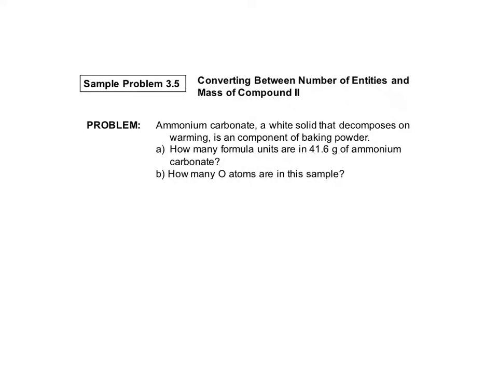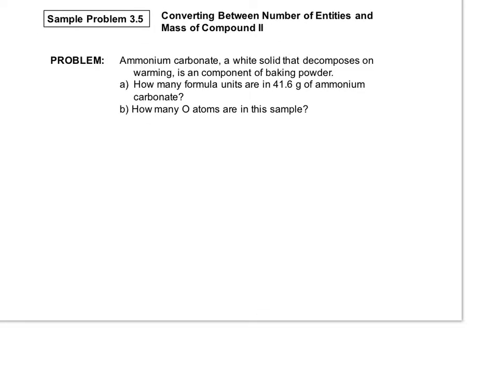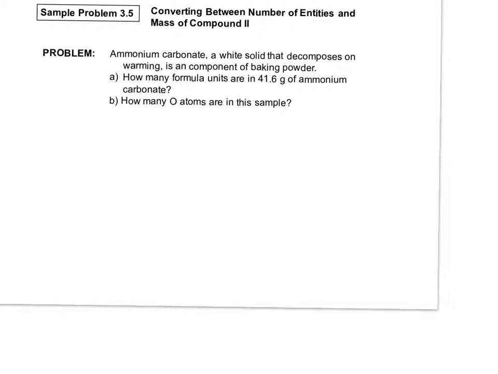Sample problem 3.5 reads: ammonium carbonate, a white solid that decomposes on warming, is a component of baking powder. A part: how many formula units are in 41.6 grams of ammonium carbonate? And B part says: how many oxygen atoms are in this sample? So again, this is going to be one of those conversion type problems.